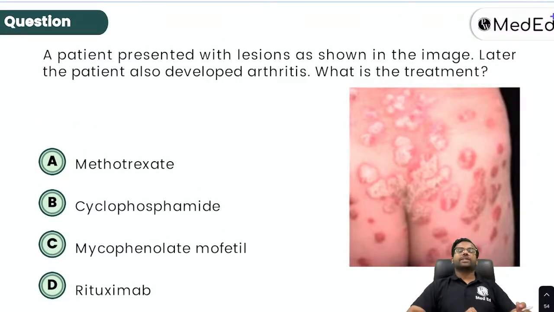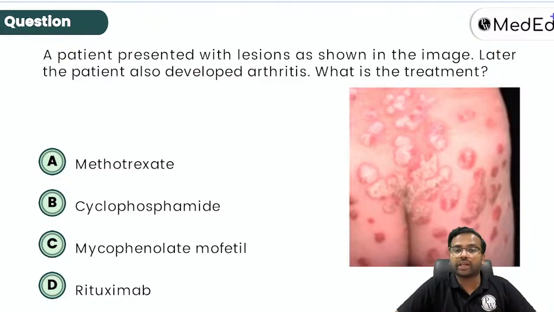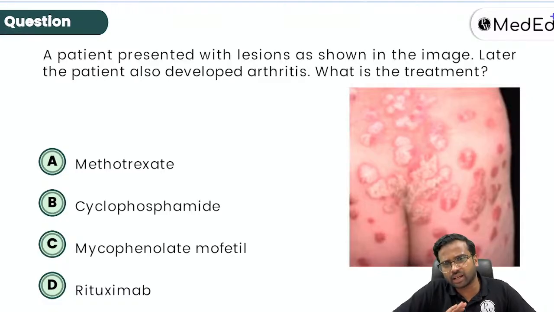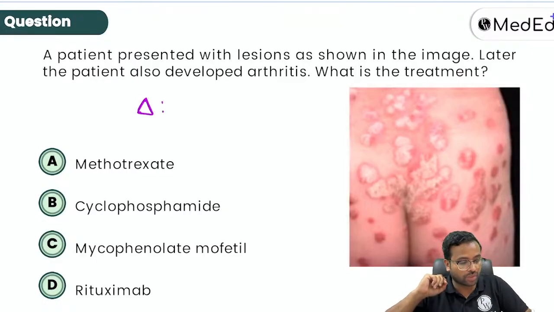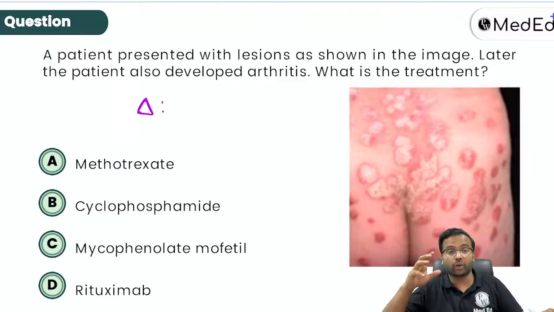Next question. A patient presented with lesions as shown in the image. Later, the patient also developed arthritis. What's the treatment? When I see the image, I can see that there is a red color plaque and there is some whitish scales over it. So first, tell me the diagnosis. What's the diagnosis? Yeah, the diagnosis here, it looks a very typical image.